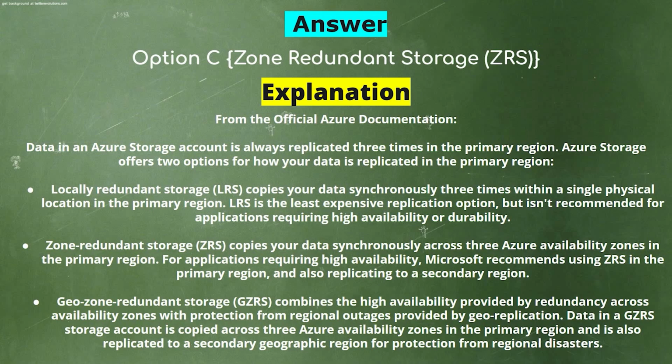Number 3. Geo-zone redundant storage combines the high availability provided by redundancy across availability zones with protection from regional outages provided by geo-replication. Data in a GZRS storage account is copied across 3 Azure availability zones in the primary region and is also replicated to a secondary geographic region for protection from regional disasters.